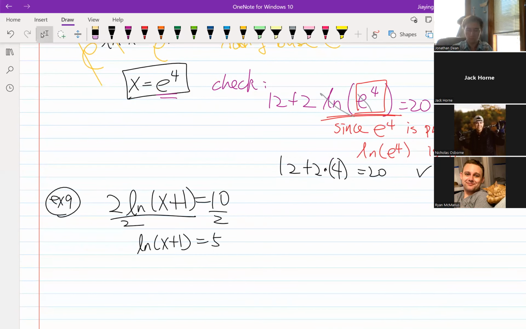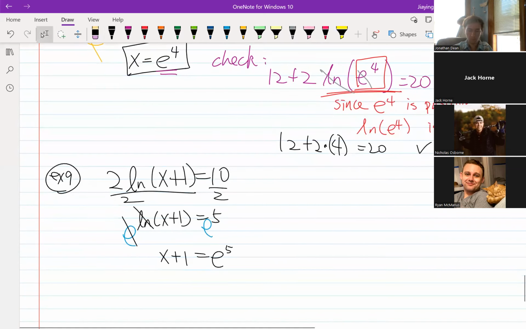And then we're going to do the same thing we did. So I'm going to use the second approach by adding a base e, because I have a natural log here. I'm going to add a base e to both sides. So I have base e and the natural log cancels. I get x plus 1 remaining, which is equal to e to the fifth power. And now I'm going to subtract 1. I get x equals e to the fifth power minus 1.